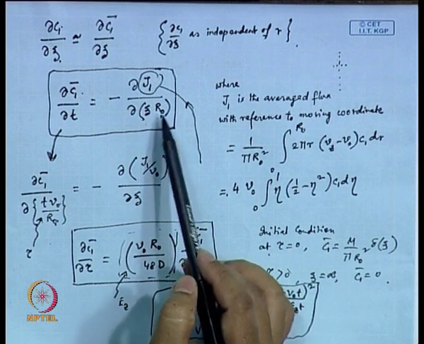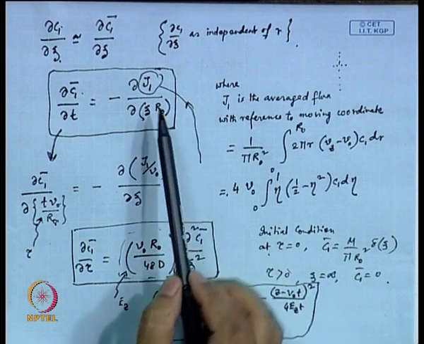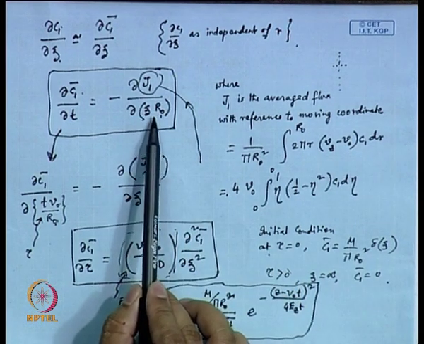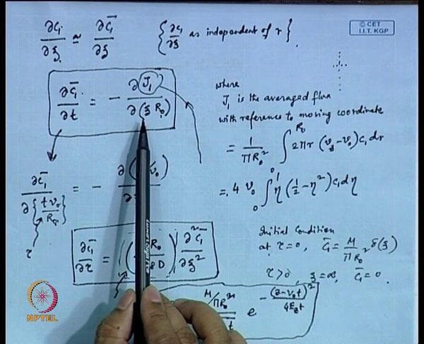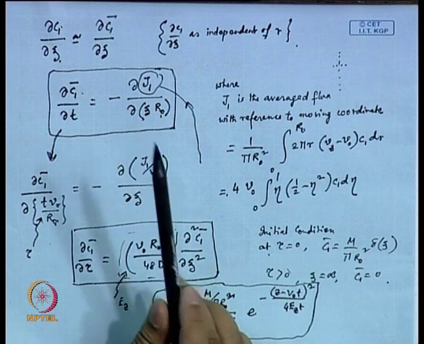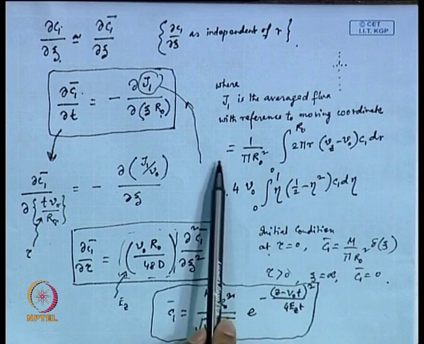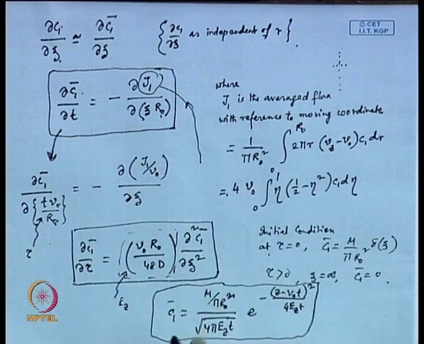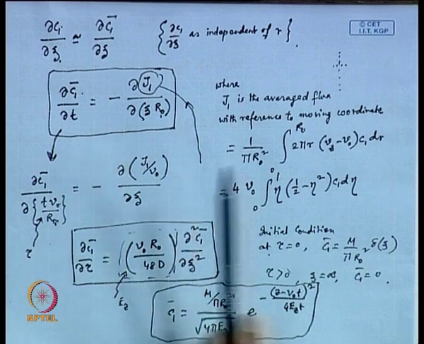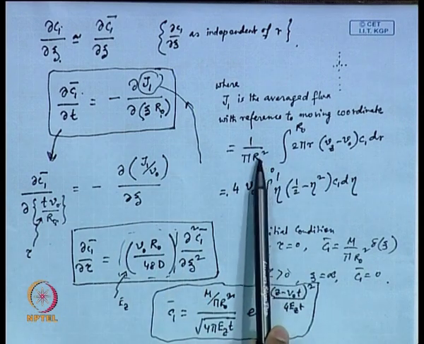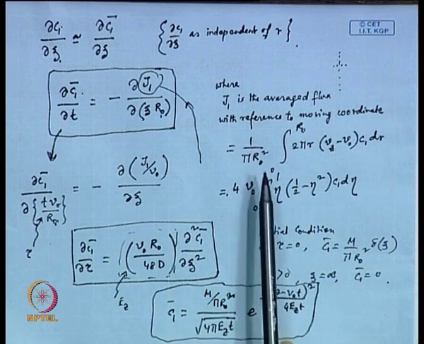So, it is entirely done in the moving coordinate system. See, this zeta R 0 means what? Zeta R 0 is z minus V 0 t. So, you are differentiating with reference to moving coordinate. So, J 1 also has to be defined with reference to moving coordinate, and J 1 is the average flux over the entire cross section. So, that is what you are finding out here, 1 by pi R 0 square.